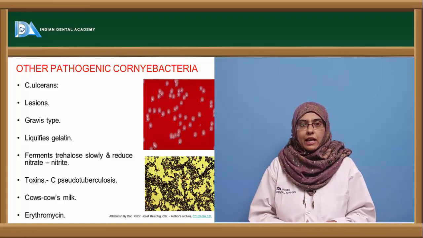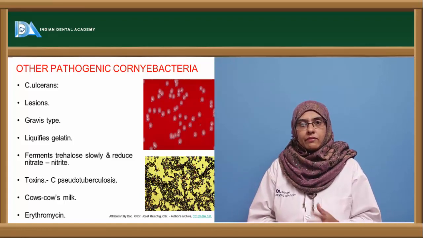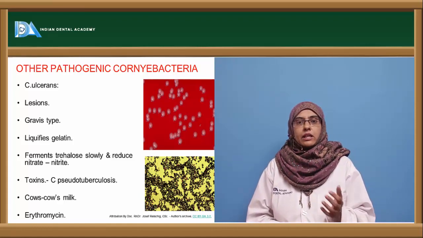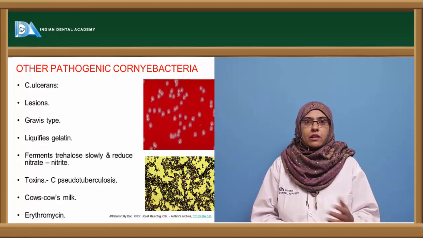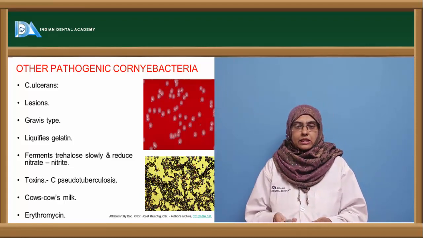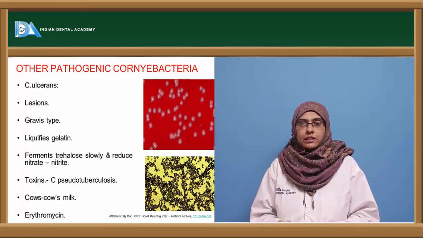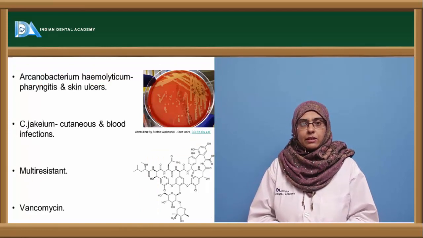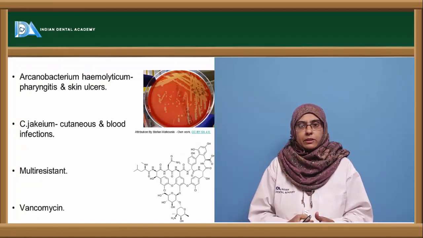One is similar to that of Corynebacterium diphtheriae, and the other is similar to Corynebacterium pseudotuberculosis, which causes infection in animals, mostly cows, and hence if a person consumes the infected cow's milk, they can land up with the disease. This organism is highly sensitive to erythromycin and can be eliminated with erythromycin treatment.